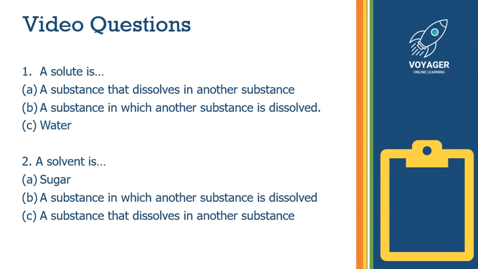Okay, let's take a look at our video questions now. 1. A solute is A, a substance that dissolves in another substance, B, a substance in which another substance is dissolved, or C, water. And question 2, a solvent is A, sugar, B, a substance in which another substance is dissolved, or C, a substance that dissolves in another substance. So pause the video now and complete the answers to those two questions in your notebook. When you're ready to continue on to the next questions, restart the video.